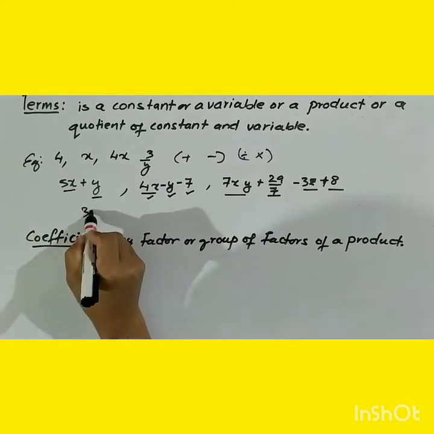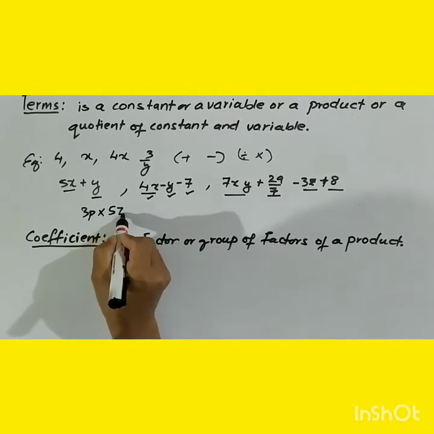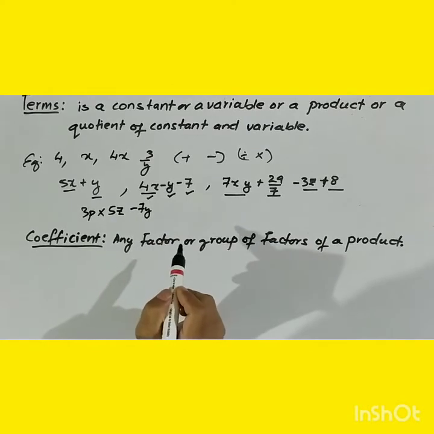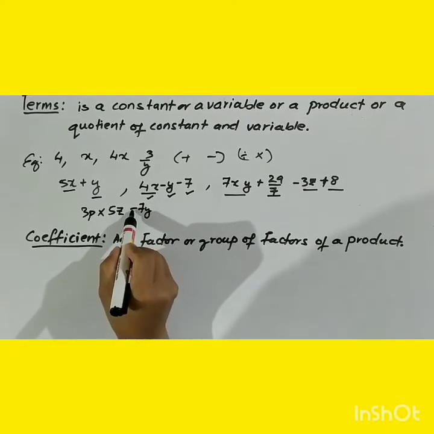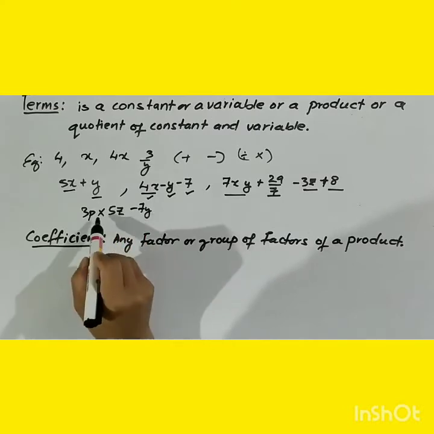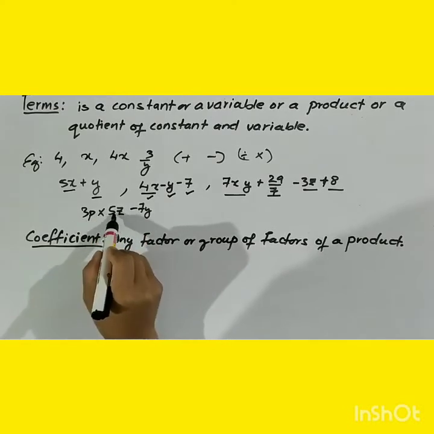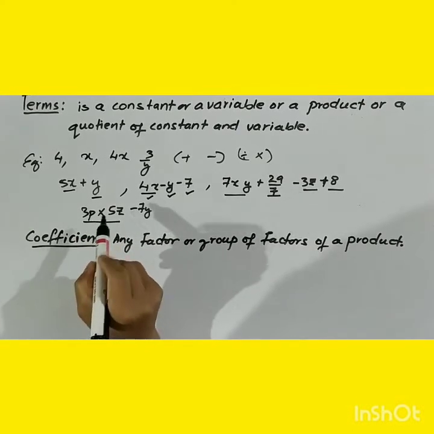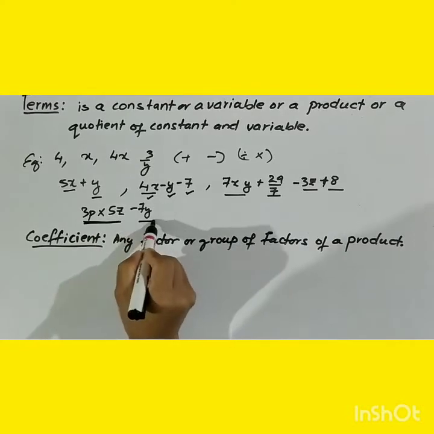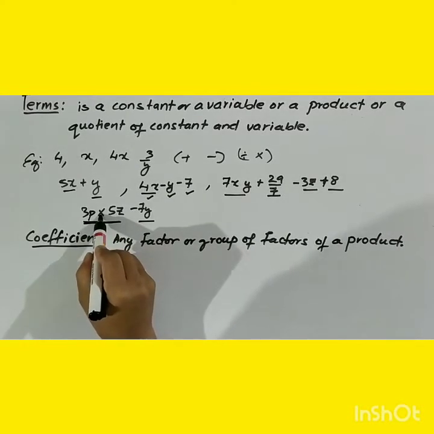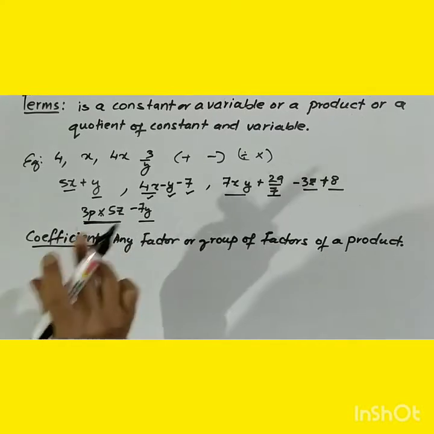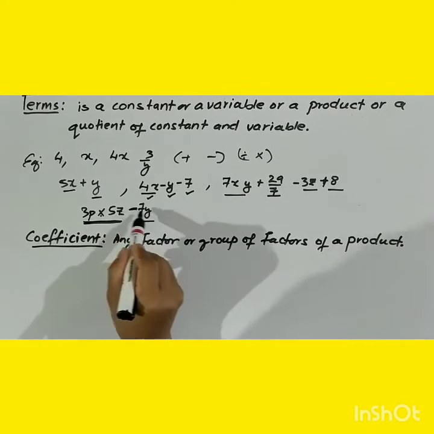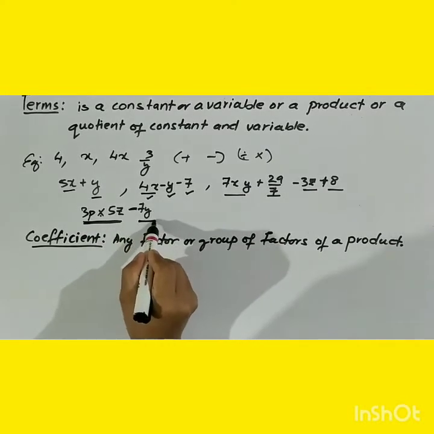Let's say 3p into 5z, right, minus 7y, right? So in this case, how many terms are there? There is a minus sign here, right? This minus sign separates these two terms, but this multiplication sign does not separate these two terms. So these two will be considered as one term. So how many terms are there? 1, 2. Okay, this multiplication sign will not separate these two as two terms. This will be considered as one term, and then this minus sign separates, and we call it the second term.